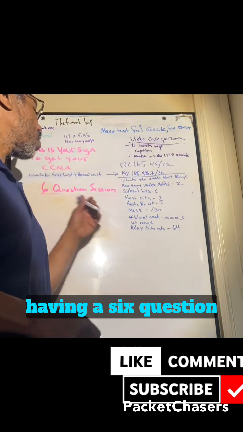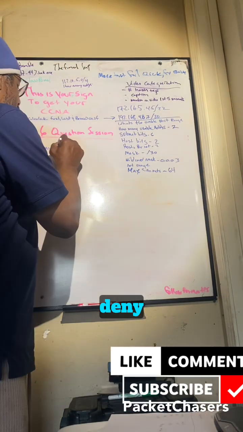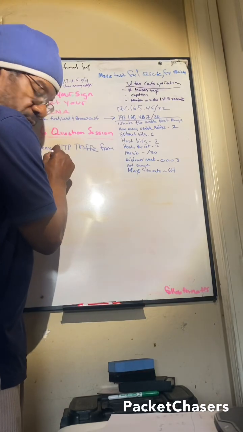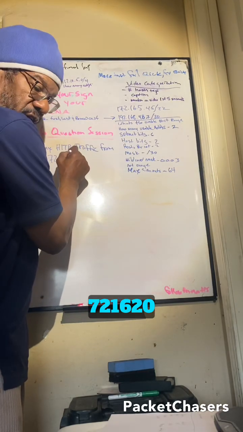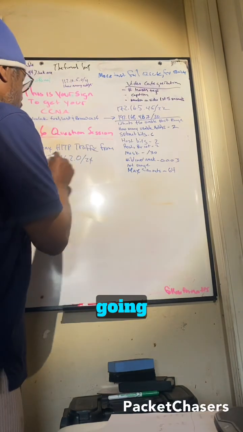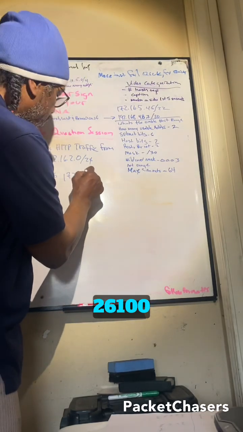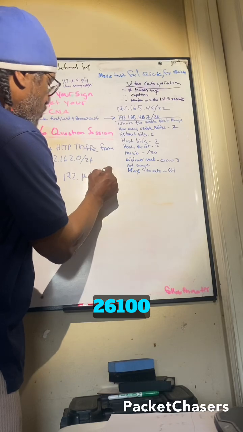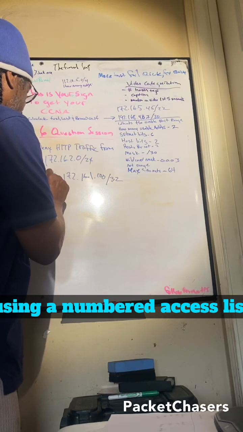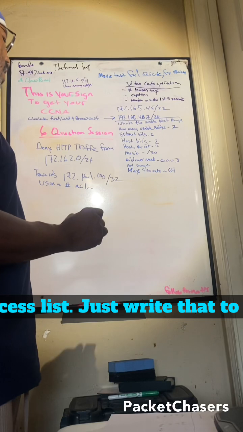Today we're going to be having a 6-question. Question number 6: Deny HTTP traffic from 172.16.2.0/24 going towards 172.16.1.100/32 using a numbered access list. Just write that to be short.